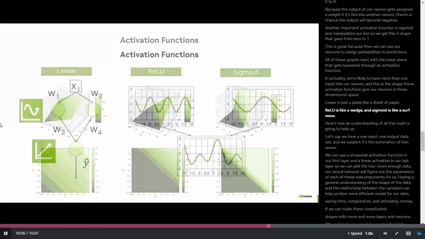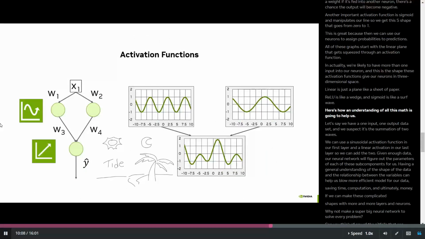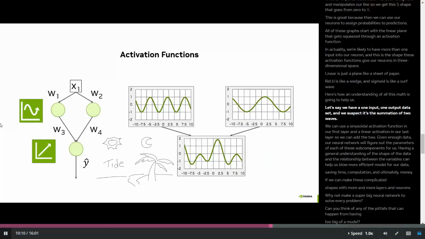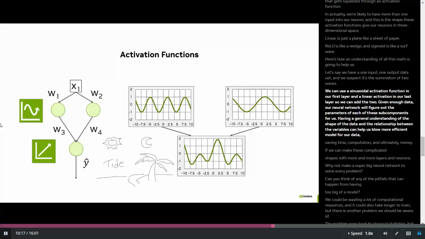Here's how an understanding of all this math is going to help us. Let's say we have a one input, one output dataset, and we suspect it's a summation of two waves. We can use a sinusoidal activation function in our first layer and a linear activation in our last layer so we can add the two. Given enough data, our neural network will figure out the parameters of each of these subcomponents for us.